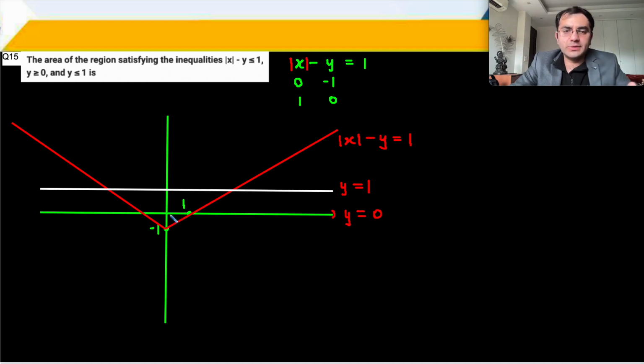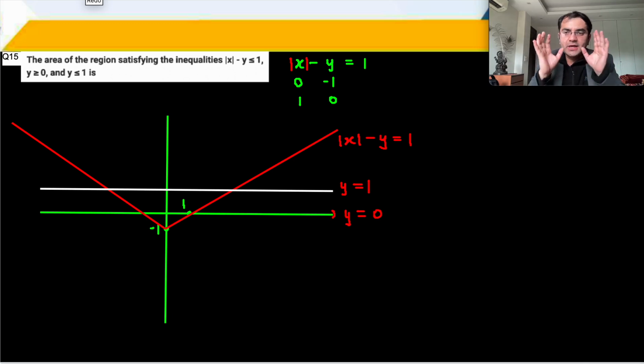Okay, how do I know it is the upper part? You can test for the origin. 0 comma 0, put 0 comma 0 over here, or over here. 0 minus 0, is it less than or equal to 1? Yes it is. That means that the origin belongs to the region of our interest. So the region above the red line, and then of course y greater than or equal to 0 is also the region above it, and y less than or equal to 1 means the region below it.